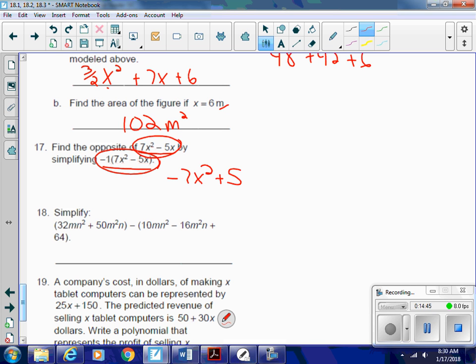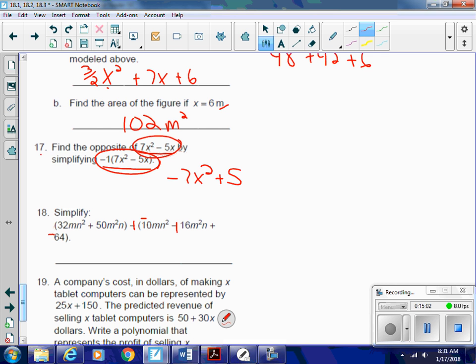On number 18, so number 17 was a baby step for number 18. They want us to simplify. And once again, once I get to this minus sign, I'd like to add the opposite. Now I can combine my like terms.